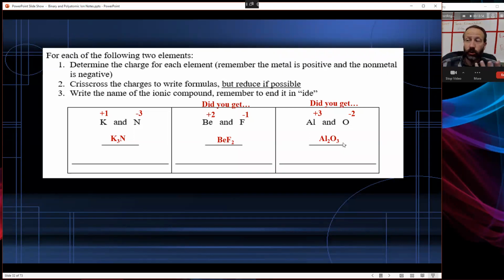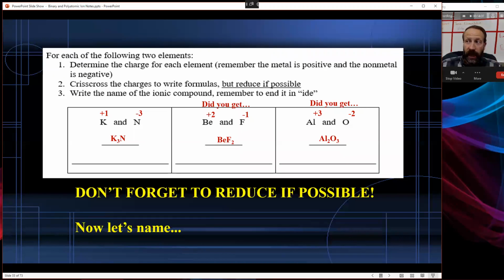Those are the 3 steps. To write formulas, write the symbols, find the charges, crisscross and reduce. That's all there is to it. Now, I remind you that last statement is crisscross and reduce.